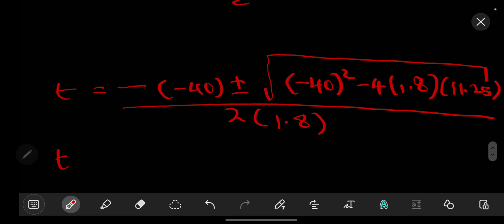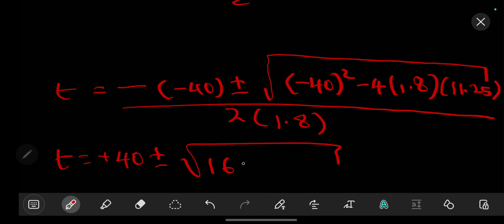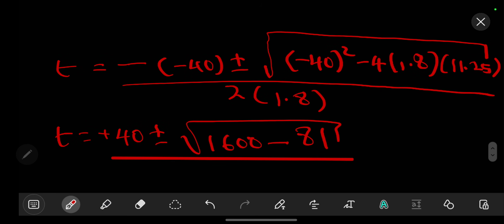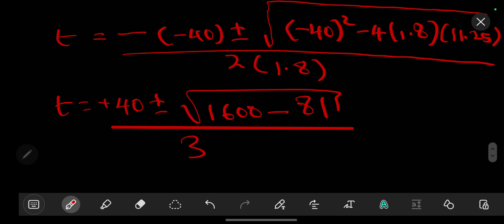Then let's do the math. So our t is equal to negative by negative, it will be positive 40, plus or minus the square root of 40 squared. This will give us a value of 1,600. Then minus 4 times 1.8 times 11.25. This will give us a value of 81. Then we divide this over 2 times 1.8, which is 3.6.